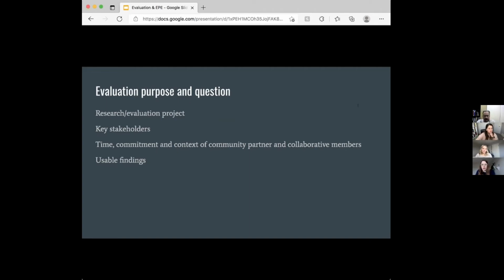First, I'm going to go over what we learned about collaboration, how we learned it, and why we decided to do this evaluation the way that we did. And so when considering the evaluation, we knew that for many reasons, the capacity of EPE and the members of our collaborative group was pretty limited.